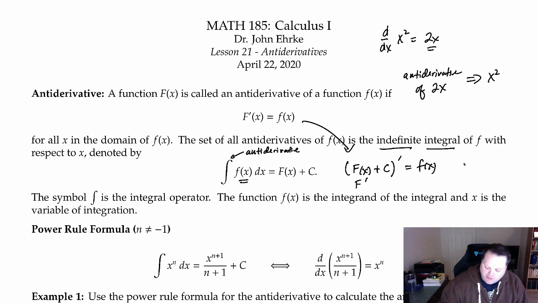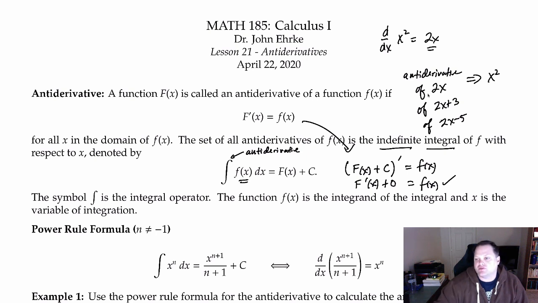So this would be f prime of x plus 0 equals f of x, which is still true regardless of what c was. So when I said that the antiderivative of 2x is x squared, I could have also said the antiderivative of 2x plus 3 is x squared, and the antiderivative of 2x minus 5 is x squared. All of those give the same antiderivative, which can be a little problematic because there are two types of antiderivatives.